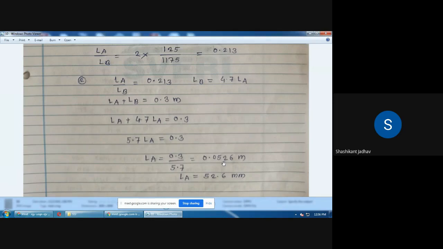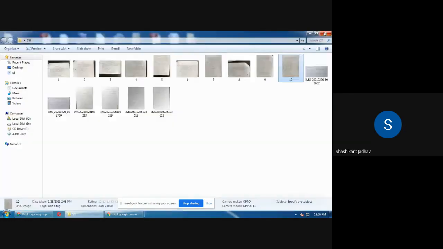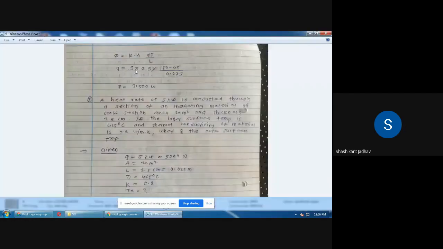Okay, so this is about the problem related to Fourier's law of heat conduction. In this case, we have considered a composite wall, meaning two walls connected to each other, and for that we calculated the ratio of the thickness of the two layers, and then we calculated the thickness of layer A. I think this is the third problem. Write down the next problem.